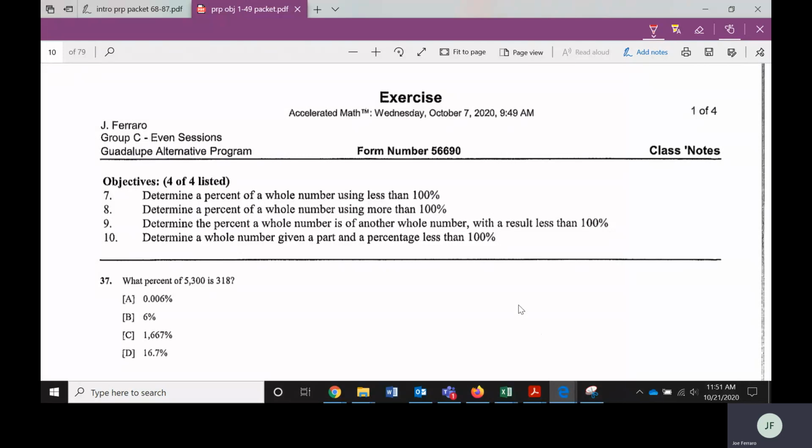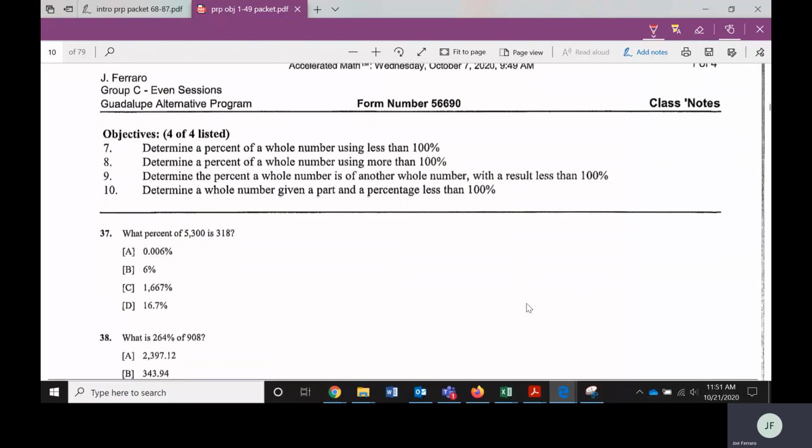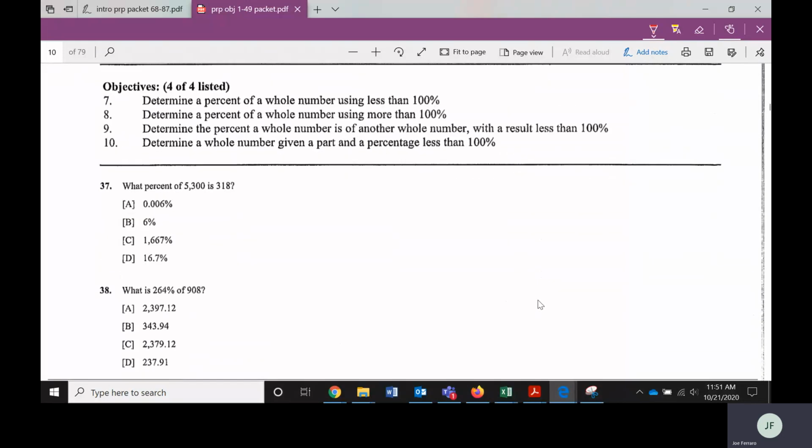What we're looking at today is percent problems, kind of the basics of percent problems. First thing we're going to look at, we're going to do some notes over here again. We're going to look at what items are in a percent problem. Okay, so these will help you figure out how to do them.